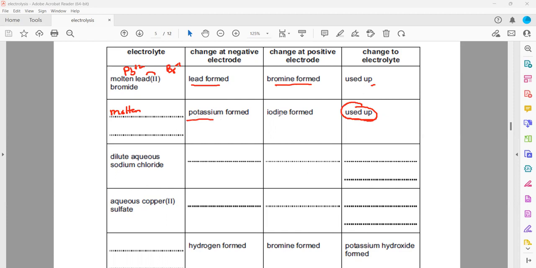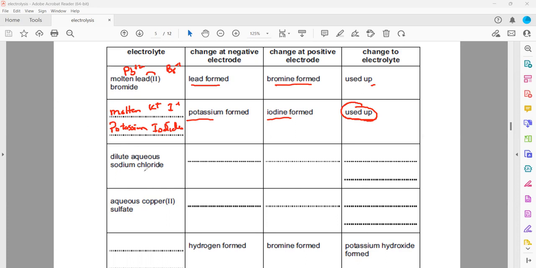But what molten? Because potassium and iodine are moved, it should be potassium iodide. So we should have molten potassium iodide. That's why the potassium ions will move towards the cathode and the iodide ions will move towards the anode.